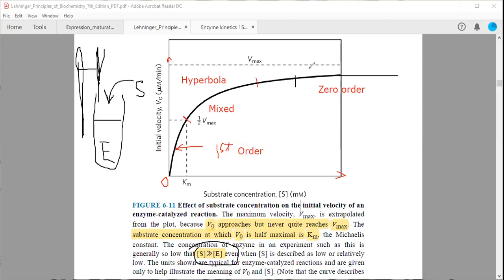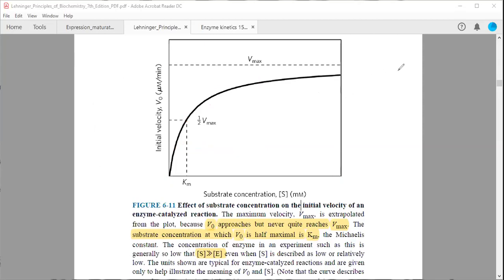And ultimately this is zero order rate kinetics, where the increase in rate of reaction is very negligible with increasing substrate concentration over this x-axis. I hope this is clear, and if you are having some doubts, the enzyme concentration is constant. At least you will take one constant. Otherwise it will be a complete mess.